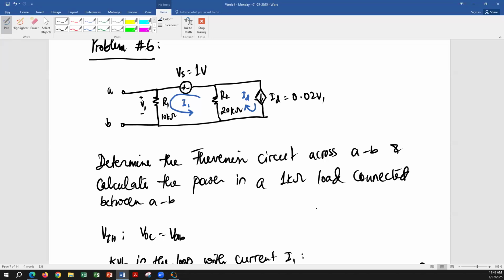V1 is going to become 0, which means that ID is going to be eliminated. ID becomes 0, that means it will be open circuit, it will be eliminated. So I think that may make the circuit much simpler because R1 is going to be gone, ID will be gone, and you will have only one loop with VS, R2, and short circuit. That's going to be much easier. So let's do that.